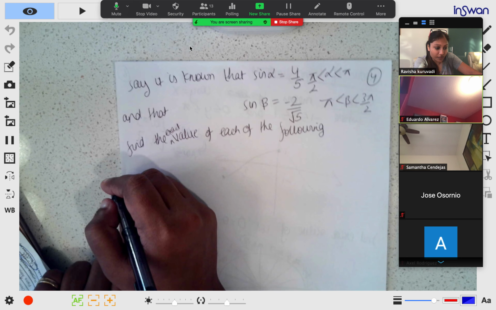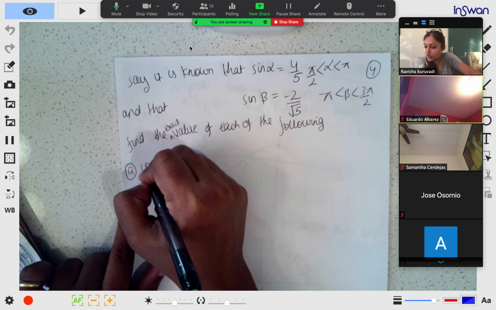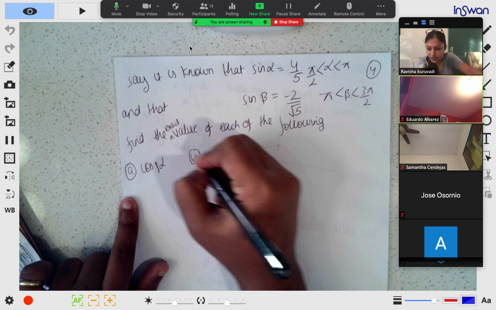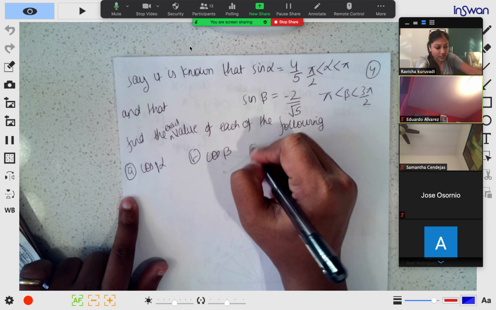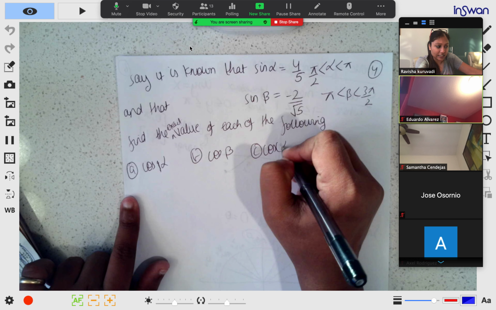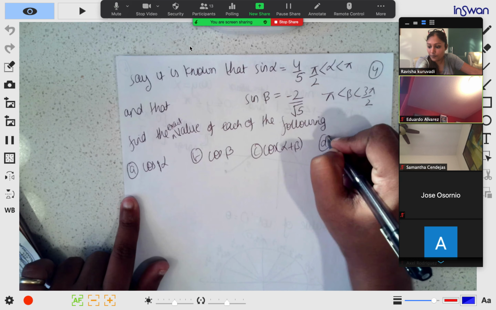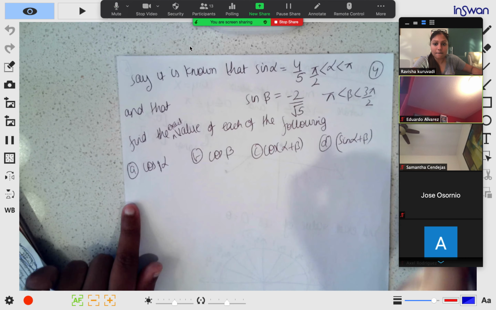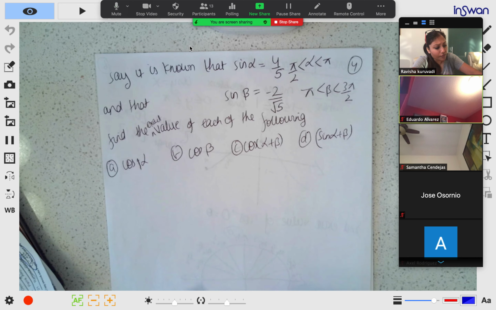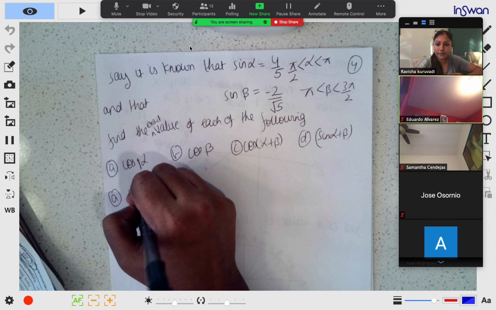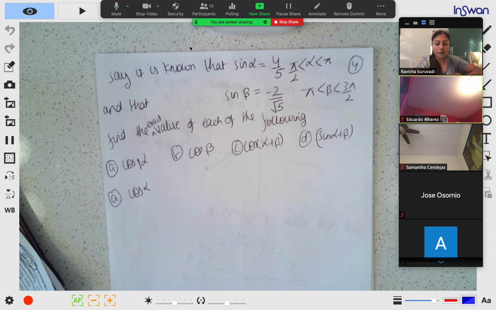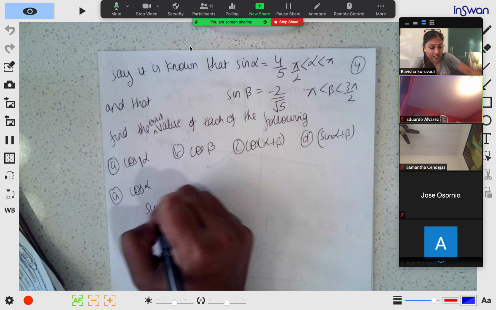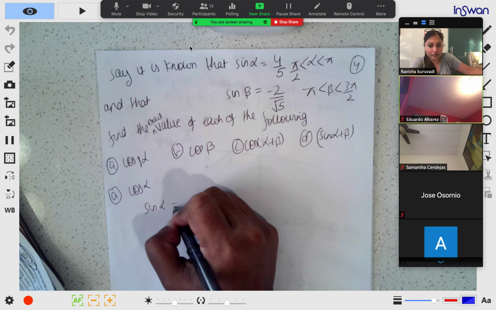Okay. So first they're asking you to find the value of cosine alpha. B, they're asking you cosine beta, and then C, they're asking you cosine of alpha plus beta, and D, they're asking you to find the value of sine of alpha plus beta. You have to find these 4 values. Let's do the first one, cosine alpha. Note, sine alpha is given to be 4 over 5.